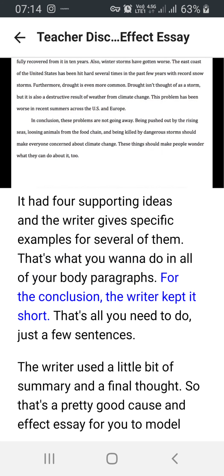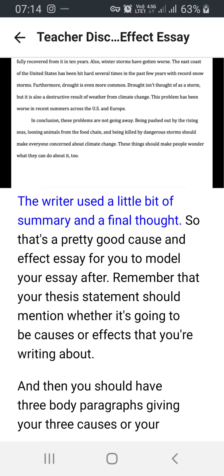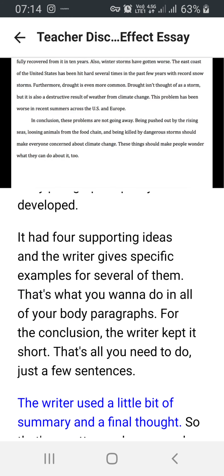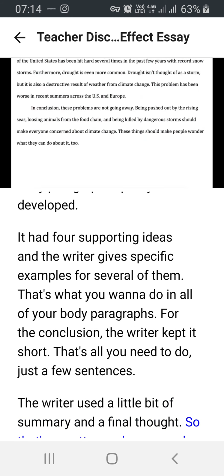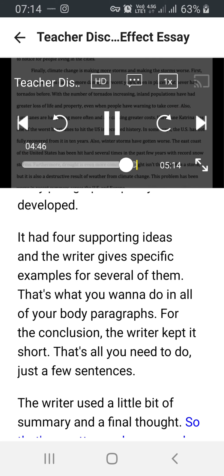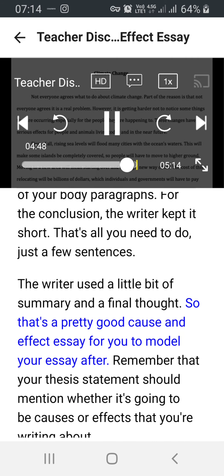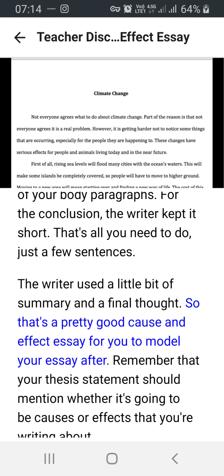For the conclusion, the writer kept it short. That's all you need to do, just a few sentences. The writer used a little bit of summary and a final thought. So that's a pretty good cause and effect essay for you to model your essay after.